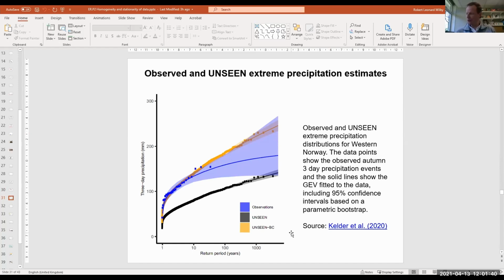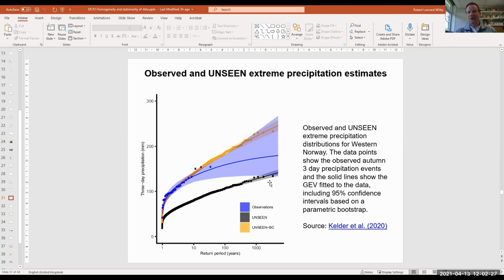And this final graphic on the technique basically shows, if we'd got the observations and we were just relying on that alone, we've got the blue shaded area and the blue curve, and here are the dots. And because we've only got 30 or 40 years of data, once we get beyond that, the uncertainty envelope explodes as we get to the 100-year estimate, and the 1,000-year estimate is huge, the uncertainty.